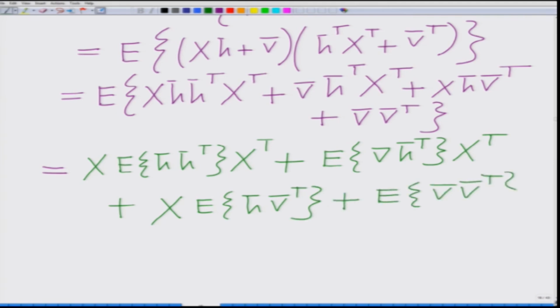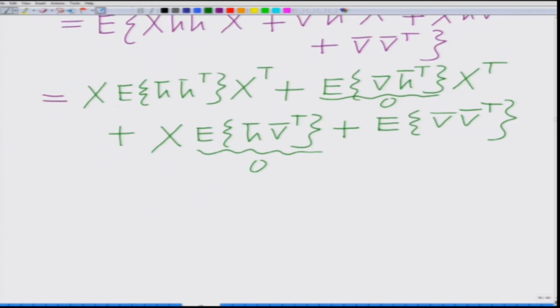Now, we have already said that the noise and the channel are uncorrelated. Therefore, expected value of V bar H bar transpose and expected value of H bar V bar transpose are both 0. Expected value of H bar H bar transpose is sigma H square times identity. We have already derived that. Expected value of V bar V bar transpose is sigma square times identity. This also we have derived. So, this becomes sigma H square.